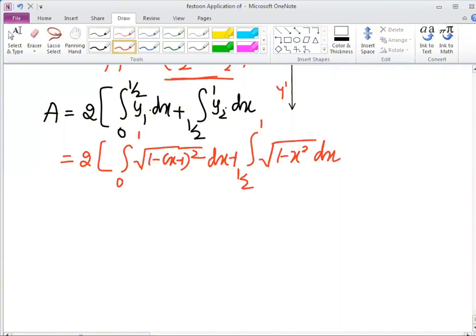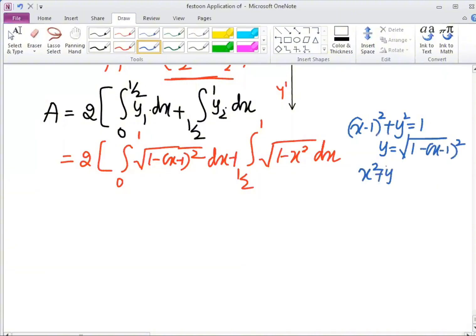How did we get this? If anybody is having doubt, we can do it directly like this. Look here, guys. (x minus 1) whole square plus y square is equal to 1. So if I want y, it is square root of 1 minus (x minus 1) whole square. In the same way, x square plus y square is 1, therefore y will be equal to square root of 1 minus x square. Now, further if I continue this, it's going to be a simple one.